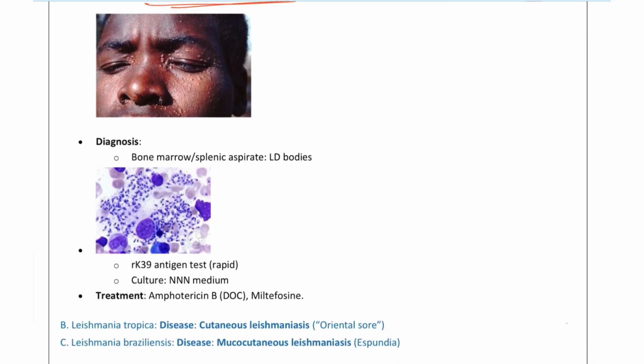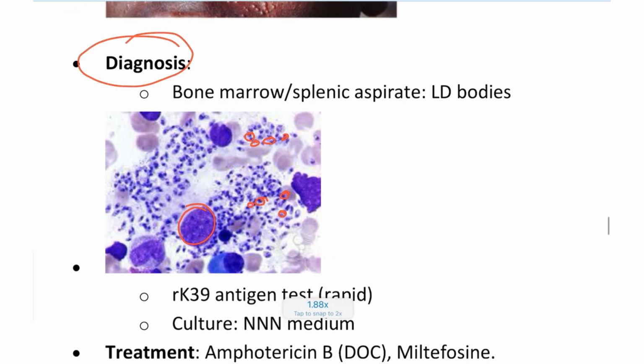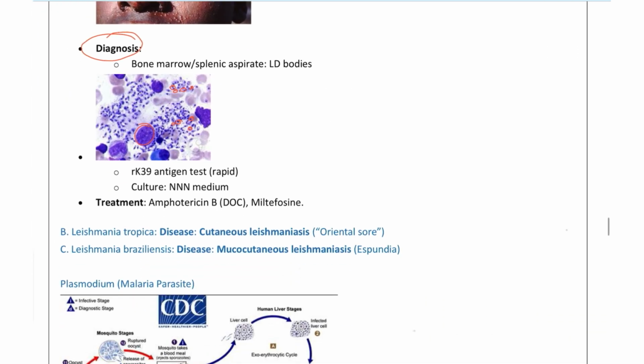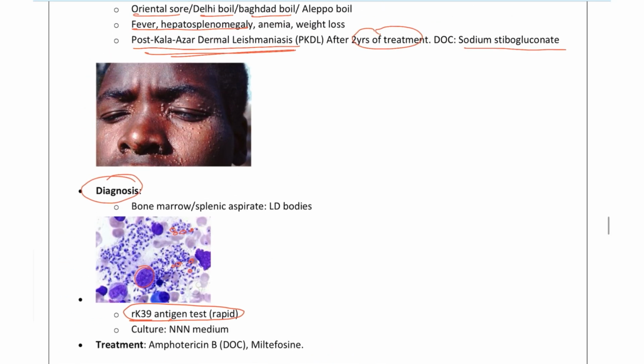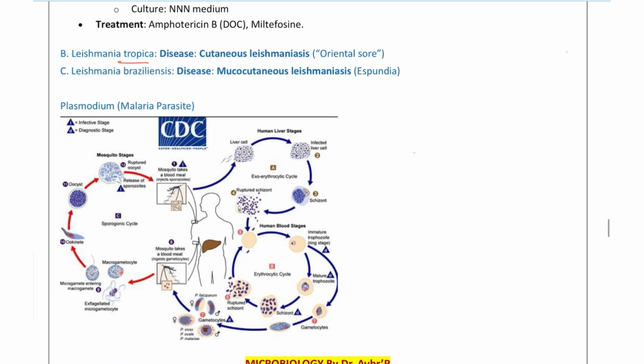And for diagnosis, on bone marrow aspiration, these kinds of bodies that you are going to see are known as LD bodies, or the kinetoplast. And the rK39 antigen test is also asked in the examination. We are going to use it for leishmania. Leishmania tropica is going to cause cutaneous leishmaniasis, and braziliensis causes mucocutaneous leishmaniasis.